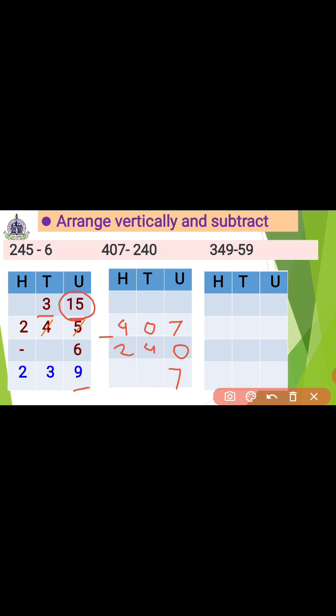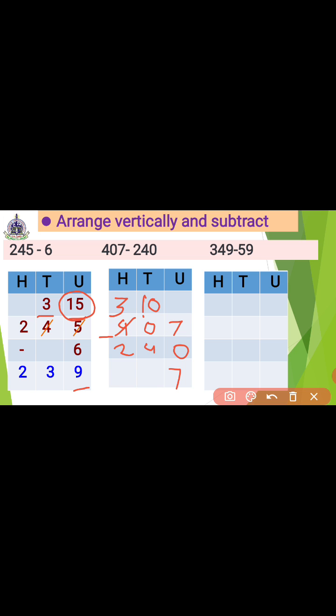7 minus 0 is 7. Here we can see we cannot subtract 4 from 0 because 0 means nothing and 4 is much bigger than 0. So what we will do? We will borrow from the left side of the tens, that is 100, and it is 400. So we will take 100 from this 400. So this 0 tens will become 10 tens and this 400 will become 300. Now we can subtract 4 from 10.